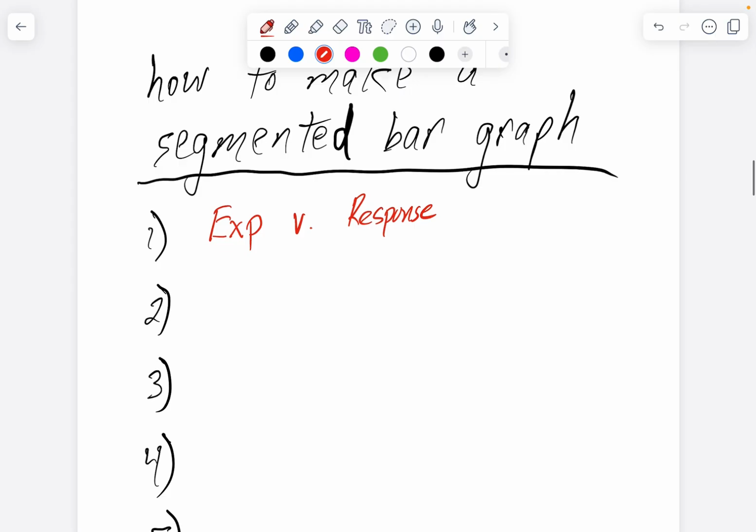The second thing is then you're going to label your horizontal and vertical axis, which using some algebra notation, the explanatory variable goes on your horizontal axis, or what you think of as the x-axis. The response variable goes on our vertical axis, or what in algebra we'd call our y-axis.